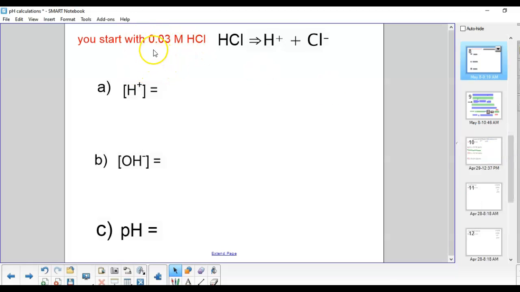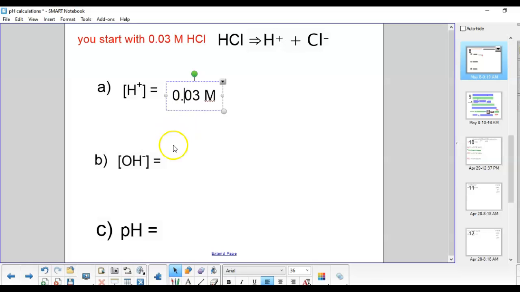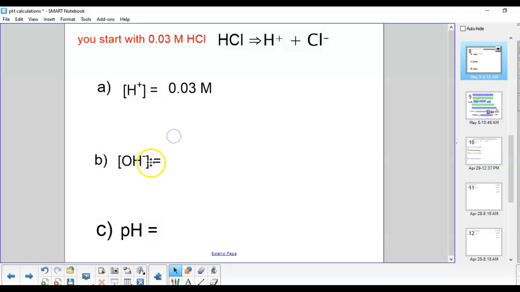Here we have starting 0.03 molar HCl. HCl is monoprotic, so what's my ratio between HCl and hydrogen ion? Looks like the coefficients are 1 to 1. So I'm going to expect a 0.03 molar concentration. Okay. What's my best way for doing hydroxide?